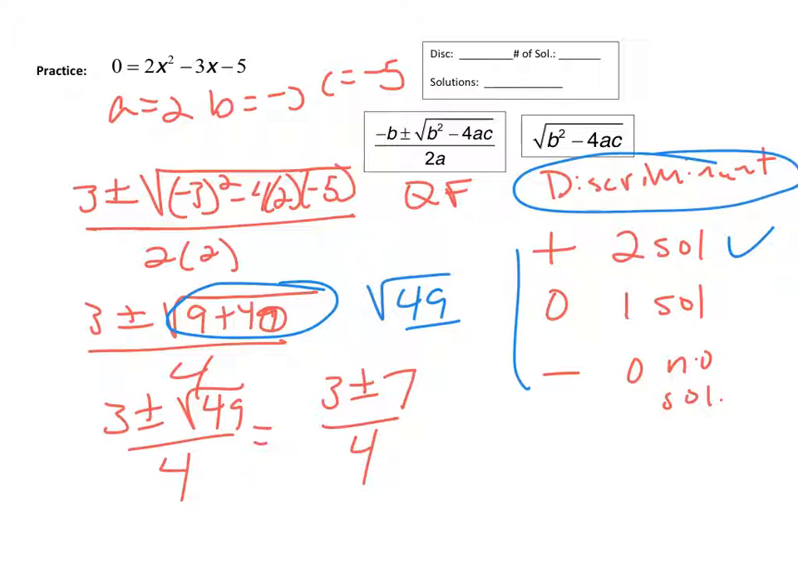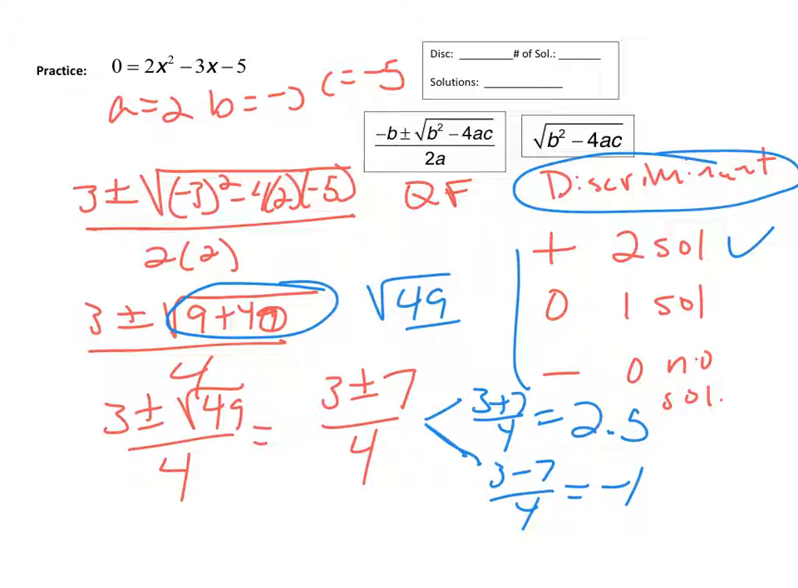Okay, so now we're going to split it up into two. We're going to go 3 plus 7, which is 10, divided by 4, which is 2.5. And then we're going to do the bottom section, which is 3 minus 7 divided by 4. 3 minus 7 is negative 4. Negative 4 divided by 4 is negative 1. So that tells us that our two solutions are 2.5 and negative 1.